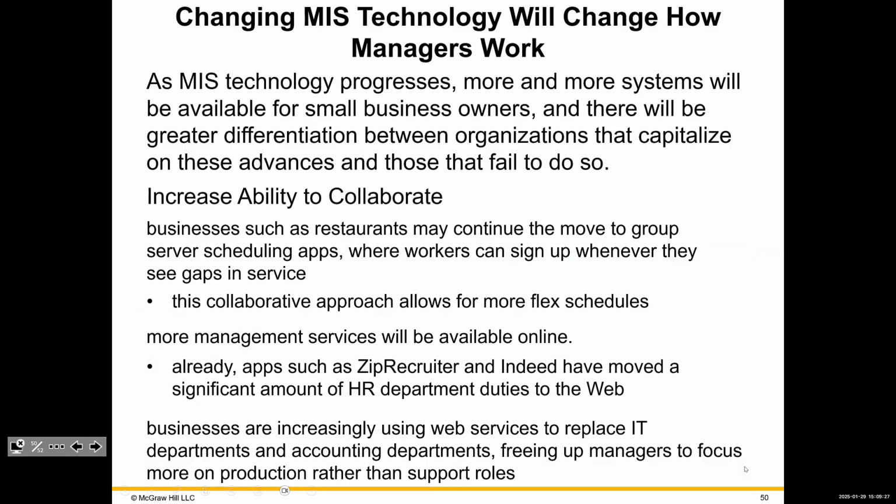And all of this that I tell you now could easily change, right? Has anybody used ZipRecruiter? Or Indeed or anything? Yeah, we use those.